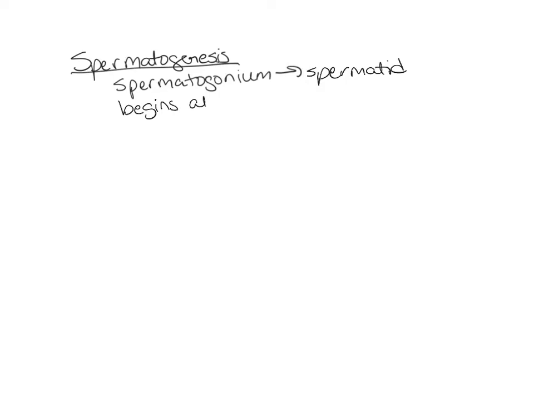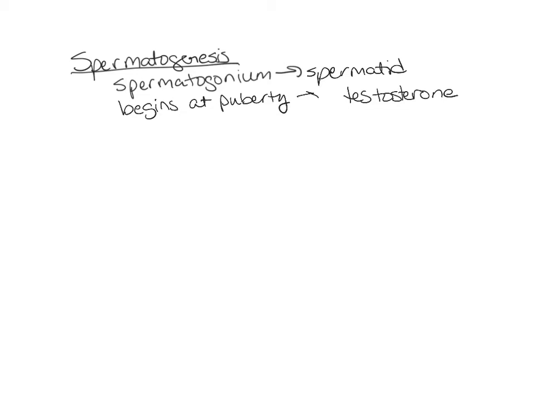and in spermatogenesis we talked about how a spermatogonium becomes a spermatid. This process begins at puberty in the male. So at puberty, a male has an increased secretion and release of testosterone, and testosterone stimulates this process of spermatogenesis.